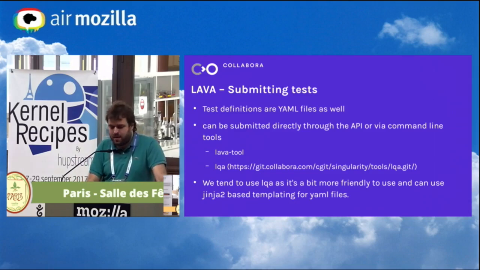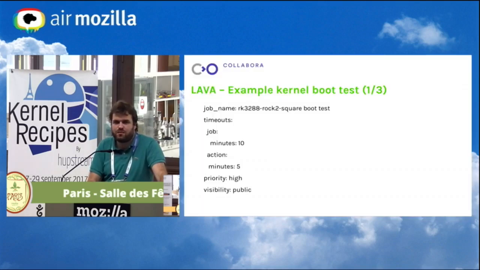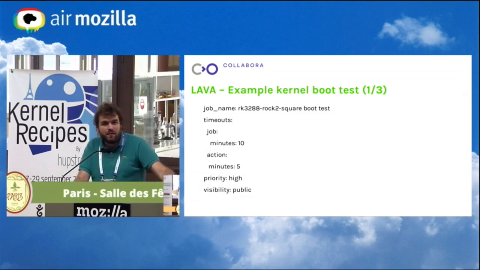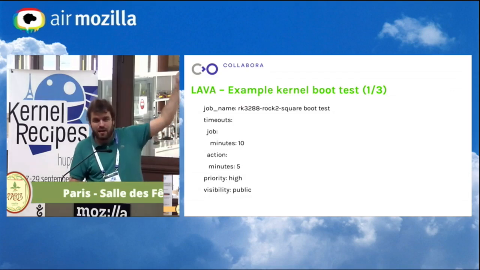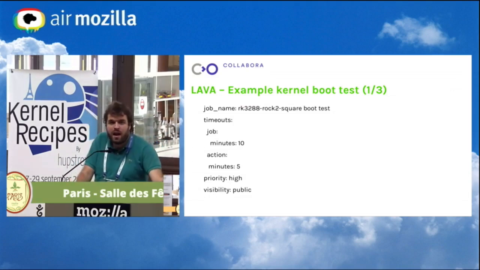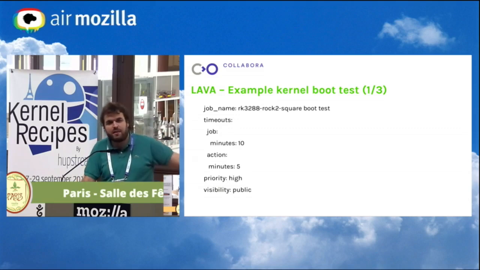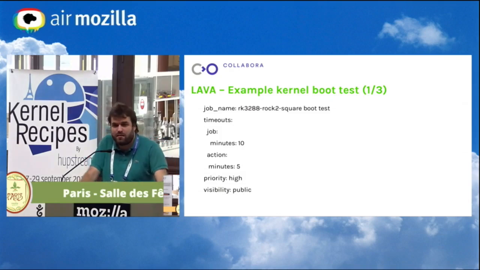It's based on the Jinja2 template system, so it's really easy to template. This one's a bit longer, so I split it over 3 slides. In part one, I give the name of the job. This refers to the name of the device from before. And some timeouts, and visibility public, which tells the Lava UI web interface that this is public, everyone can see it. We can also have private ones that you can only see if you're logged in.